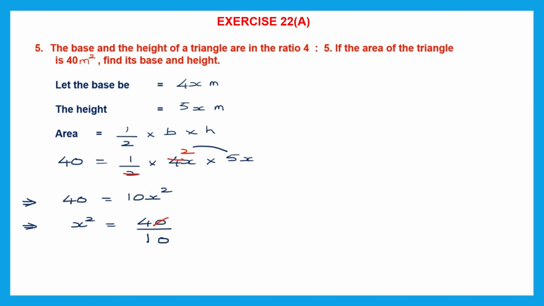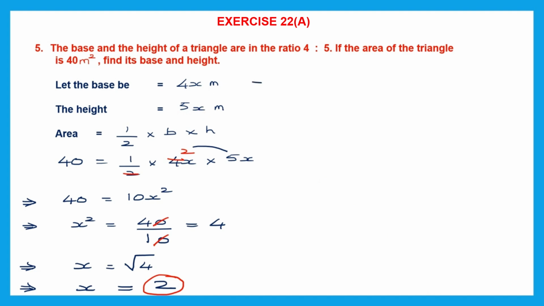Now let's cancel. I can cancel the zeros. 4 by 1 is equal to 4. That means x square is equal to 4. So x will be equal to the square root of 4. And what is the square root of 4? 2. So x is equal to 2. So we have found the value of x. Now we have to substitute it here and here to find the base and the height.